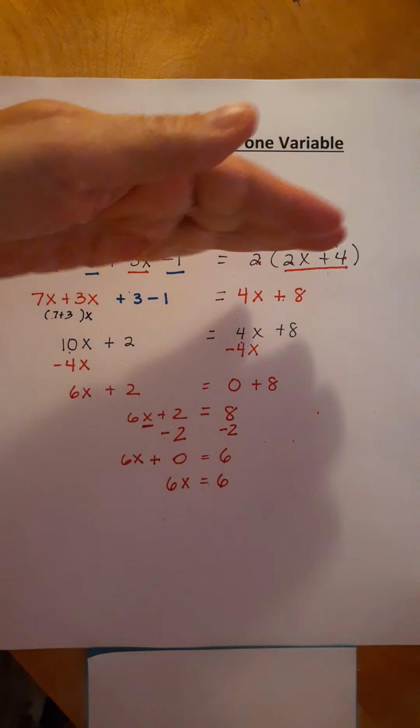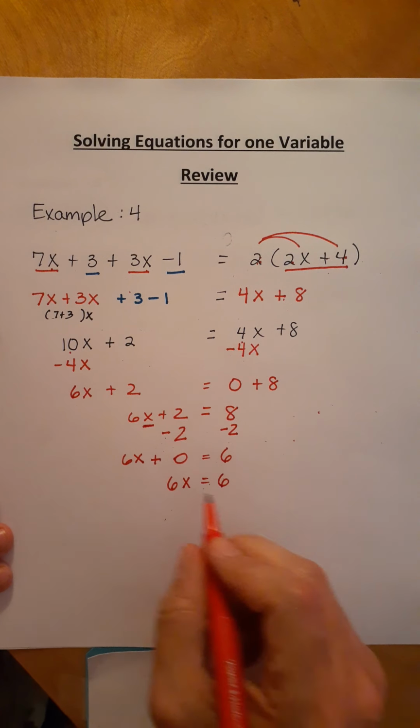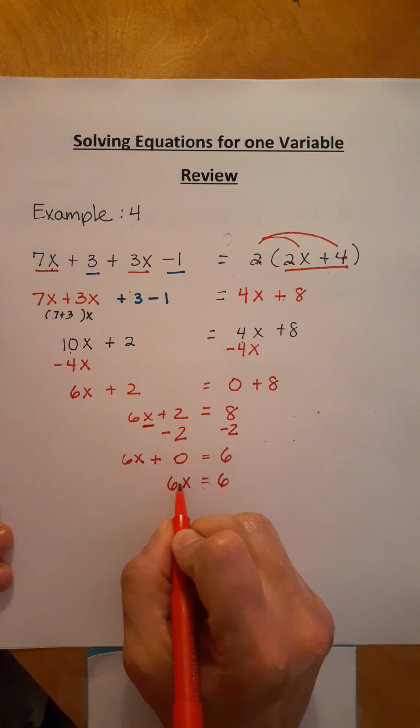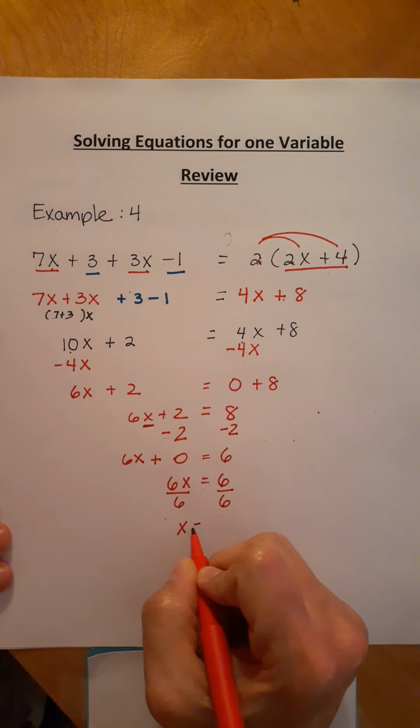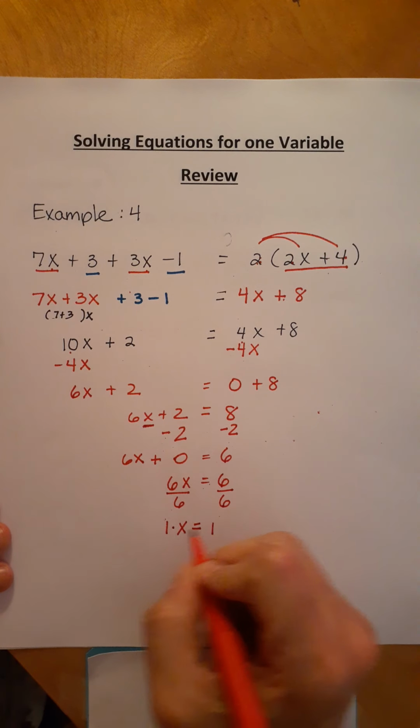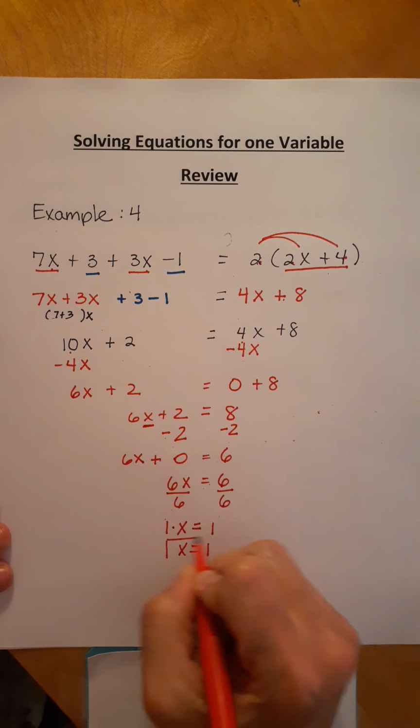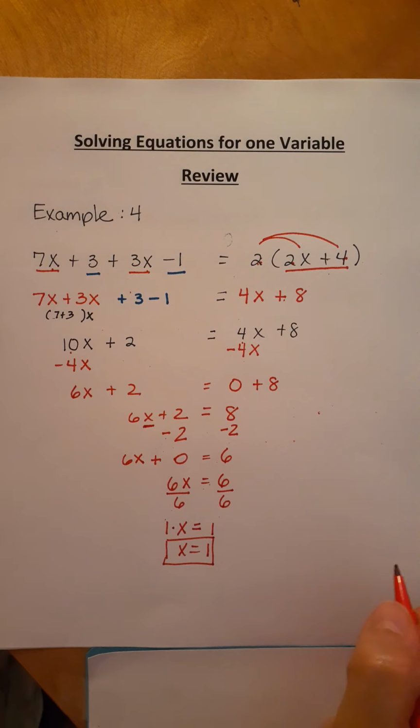Final step. See, this whole big thing looked like something awful, and it really isn't. And we're going to take 6 times x, the opposite, divide by 6, divide by 6. X equals 1 times x is 1. X equals 1. Seems like we're getting a lot of ones.